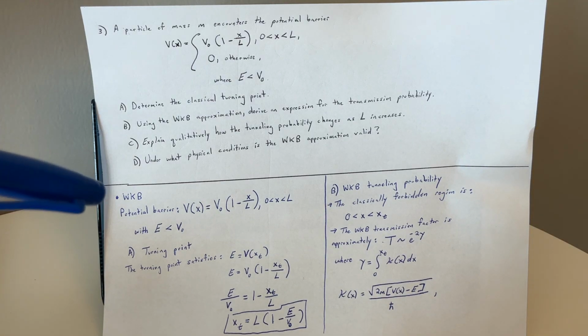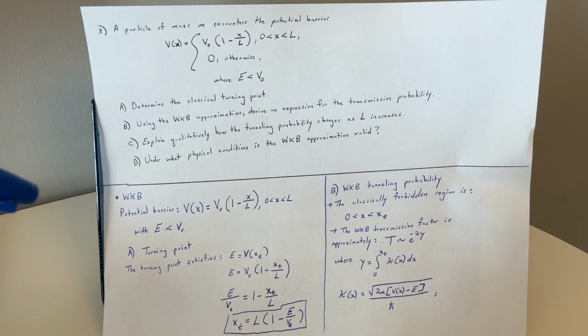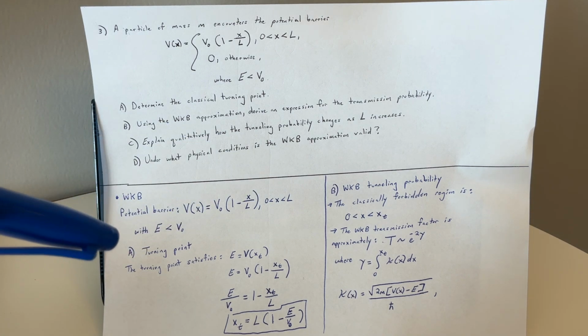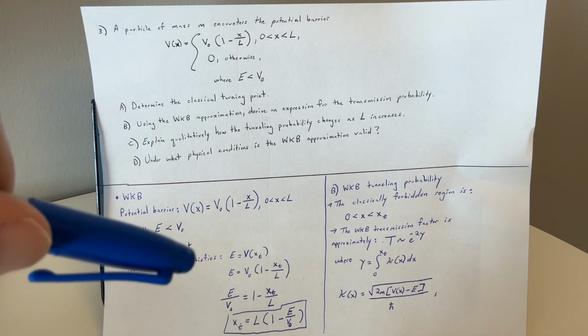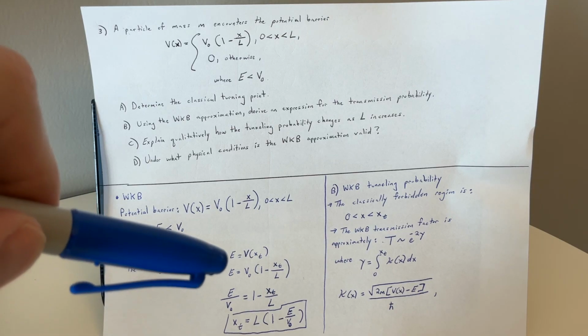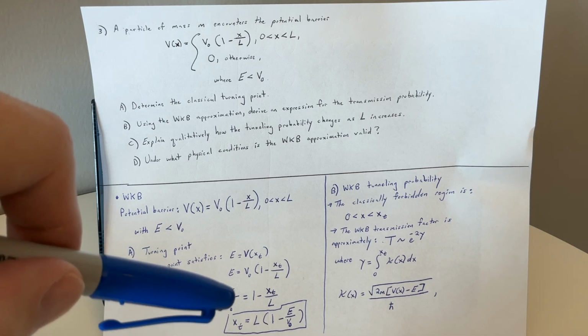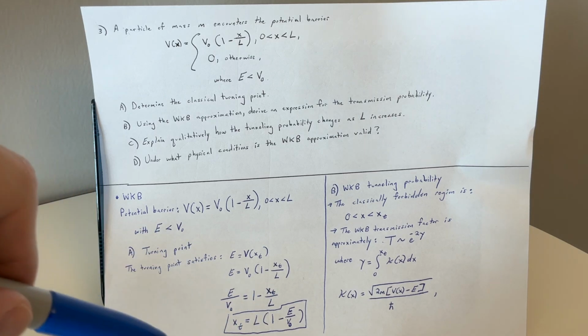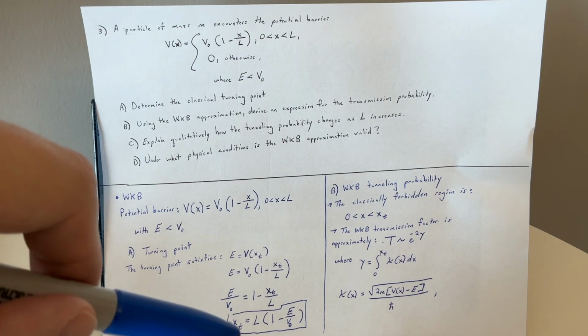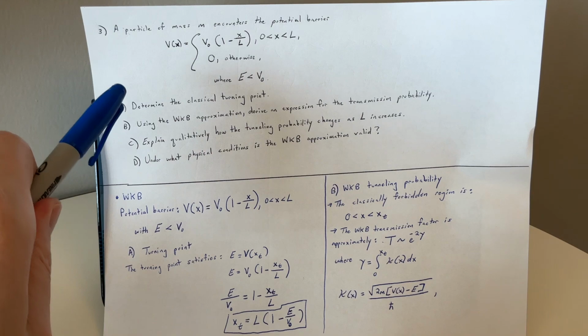So for this we have WKB, and the potential barrier is given. With this condition, the turning point is going to satisfy E equals V of x sub t. And E equals V naught times 1 minus x sub t over L. So E over V naught equals 1 minus x sub t over L. So x sub t equals L times the quantity 1 minus E over V naught. So that takes care of our turning point for letter A.